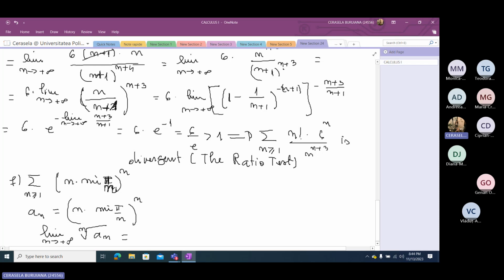By the way, the root test, the ratio test, the limit comparison test, the comparison test, I remind you they are convergence tests that function only for series with positive terms, so be careful to that. Okay, but in our case, it's okay because pi over n is positive, but I will make a small correction here. It will start from 2.